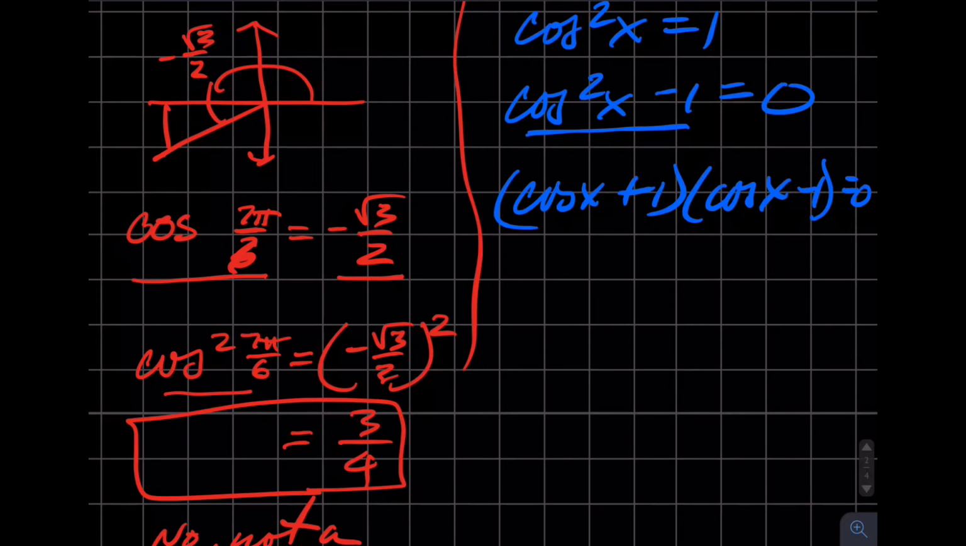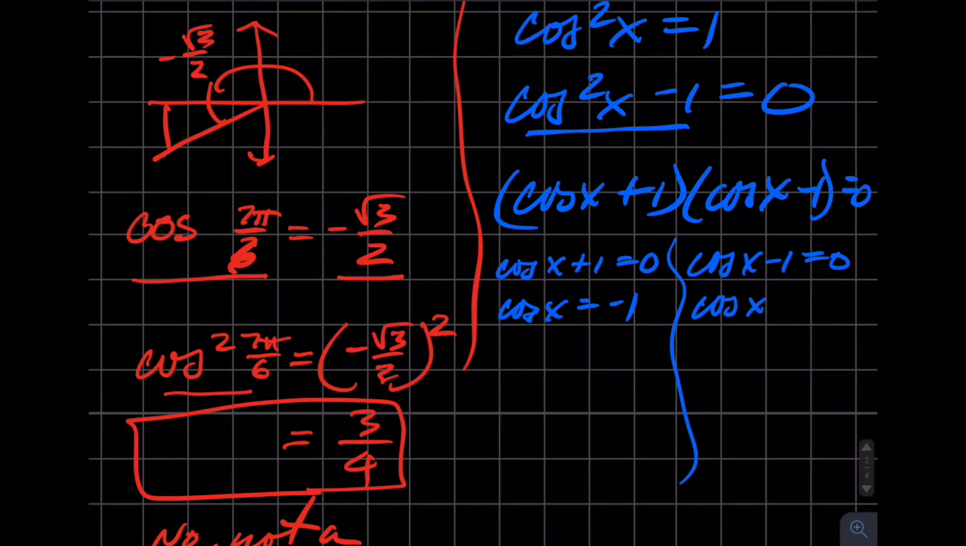Since they're independent factors, I can set these separately equal to 0 and determine what the angles are that will make this statement true and this statement true. So I'm going to subtract 1 from both sides: cosine x equals negative 1. And for this one, add 1 to both sides: cosine x equals 1. Where's cosine equal to negative 1?